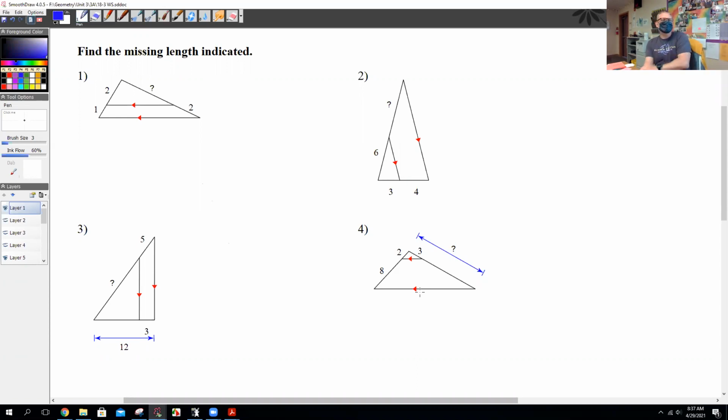Okay, so here we go, you guys. We're going to take a look. This is the 18.3 worksheet. So we're going to go through and crank out the odds on this one here. So first one here, find the missing length indicated. Look, this is the nice part about this, it's pretty similar to what we were doing on 18.2.